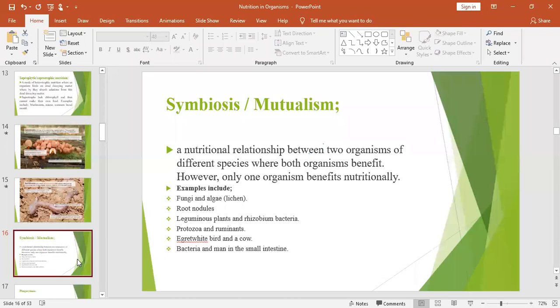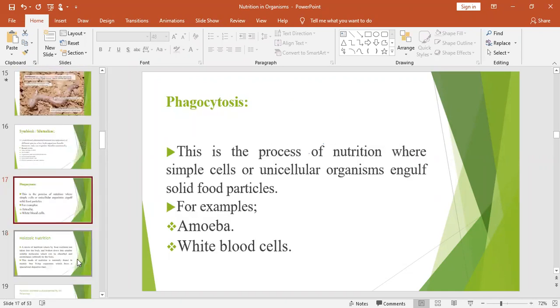Then we talked about root nodules having those bacteria, which we call the nitrogen fixing bacteria, the azotobacter, the nitrobacters. All of them get shelter from the root, but also they are capable of fixing nitrogen into nitrates, which is absorbed by the plant. We talked about protozoans and then the ruminants, which aid in the breakdown of cellulose in the alimentary canal. We talked about so many bacteria, like bacteria in the small intestines.